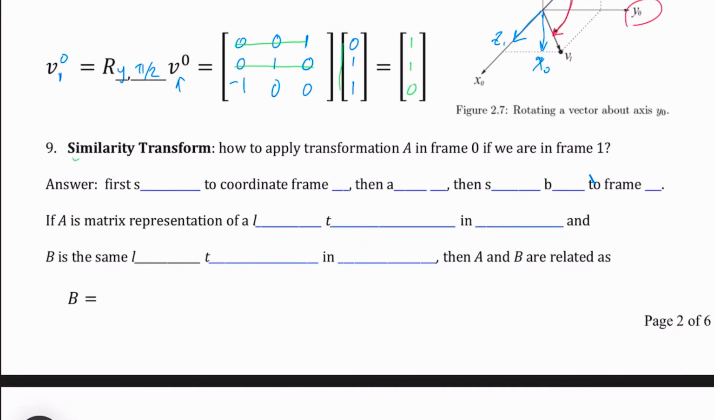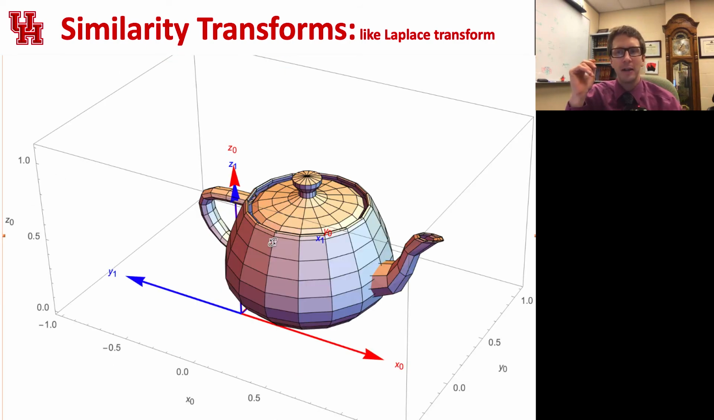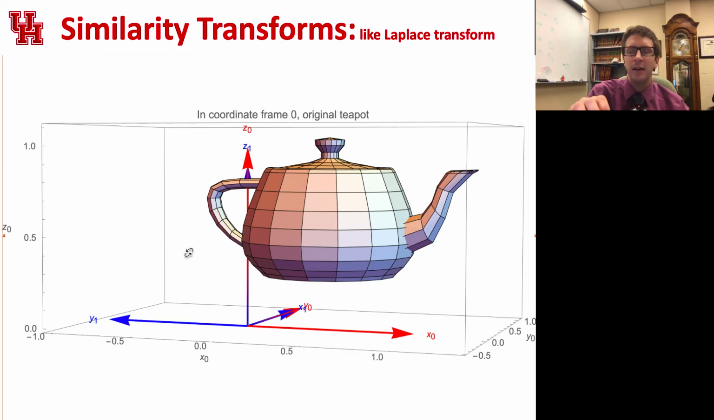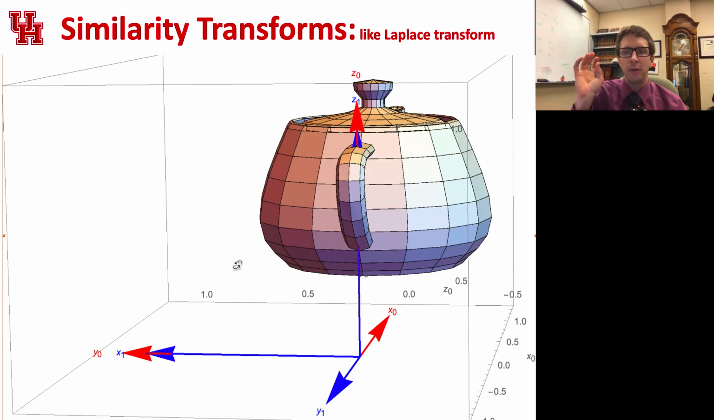So the next thing we're going to talk about is called a similarity transform. What we're really talking about is how do we apply some transformation A in frame 0 if we're currently in frame 1. We'd like to be able to apply the same operator in different coordinate frames. And so to make this a little bit easier to understand, I have drawn here a teapot. This is the famous Utah teapot. And over here you see that I've put in red and in blue 2 different coordinate frames. It's the same teapot, just in 2 different coordinate frames.